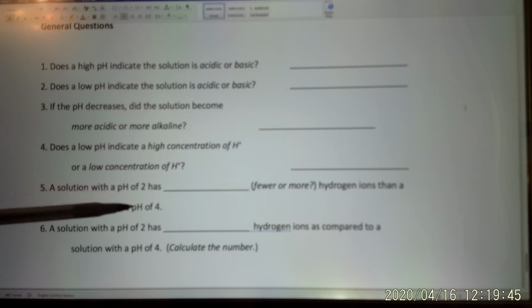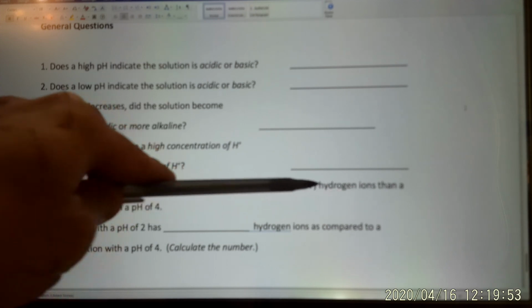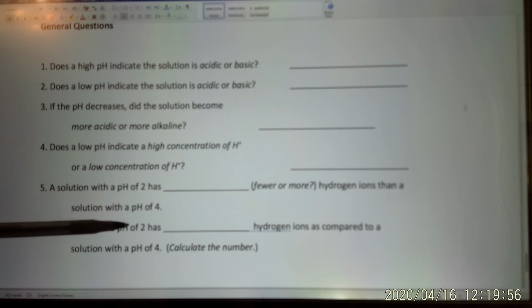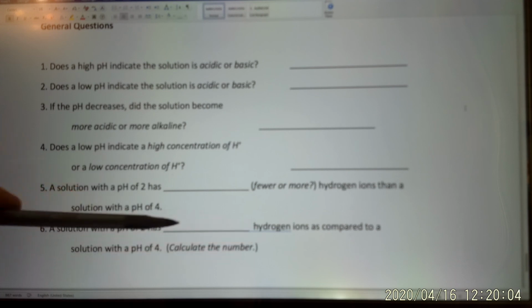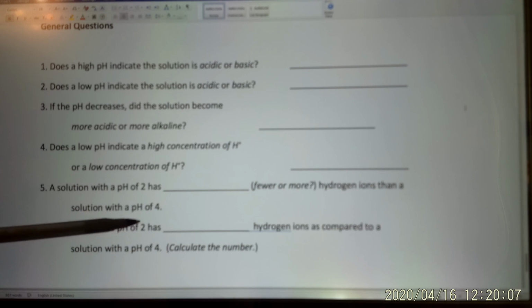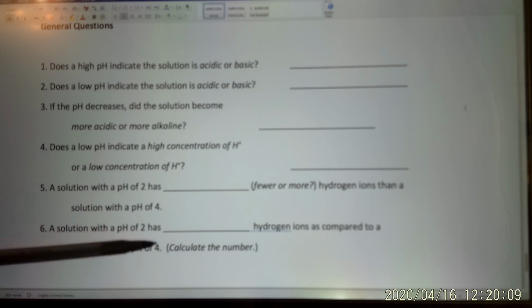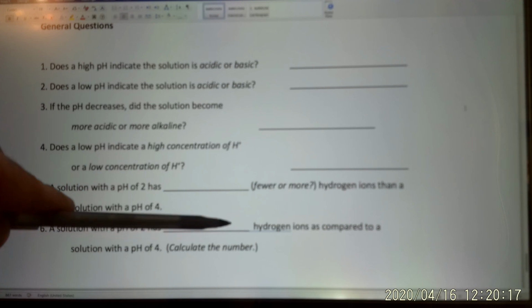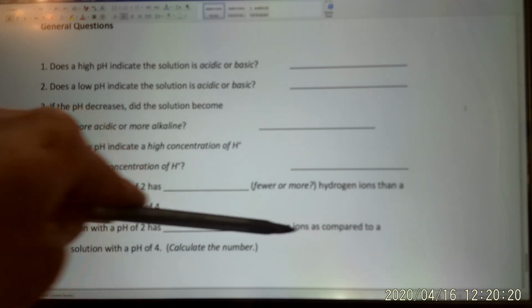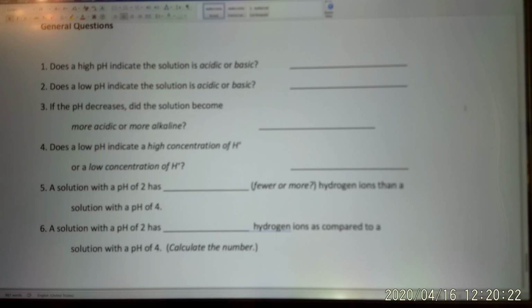If I ask you which is more acidic, pH 2 or pH 4, pH 2 is more acidic, and more acidic means more hydrogen ions. But if I ask you how many times more, comparing the pH 2 solution with the pH 4 solution, I leave you the blank and ask you to calculate the number. Between 2 and 4 the difference is 2, and that's 10 multiplied by 10, so it's actually 100 times more hydrogen than in a solution with pH equal to 4. So pH is a log scale.